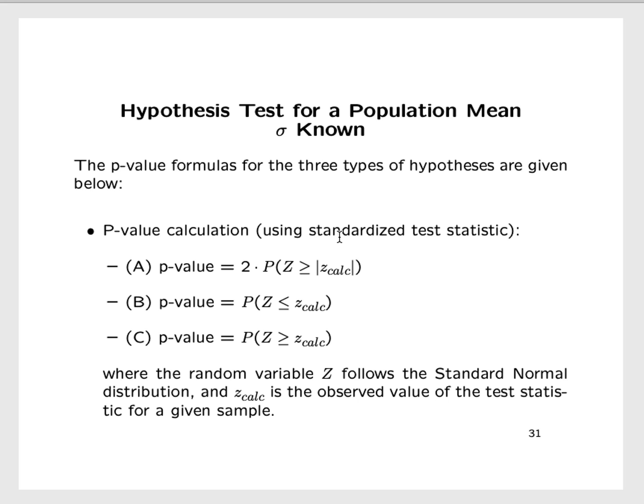Now, I would just point out that of these three formulas, the only one in which we're calculating the absolute value of z-calc is the first one, hypothesis test A, which is the two-tailed test. For both of the one-tailed tests, the left-tailed test and the right-tailed test, we do not calculate the absolute value of the test statistic. We take it as it is.